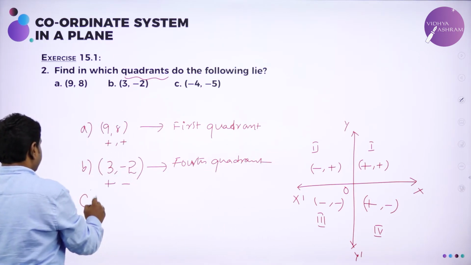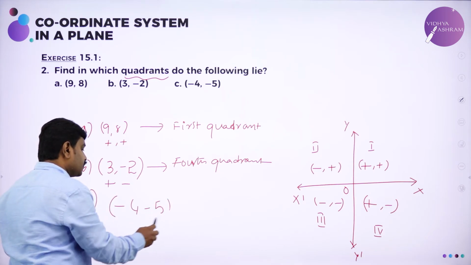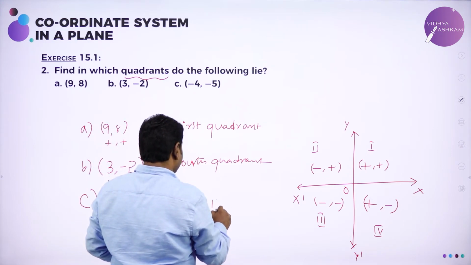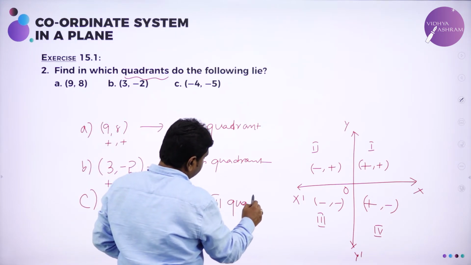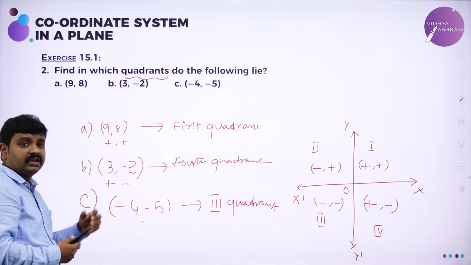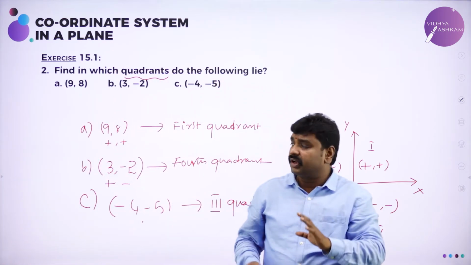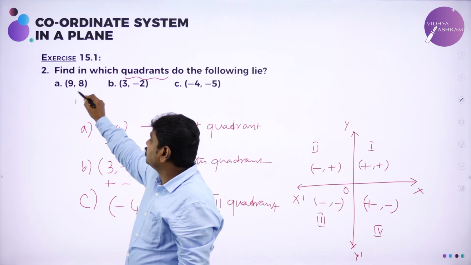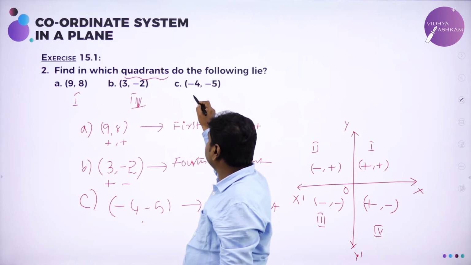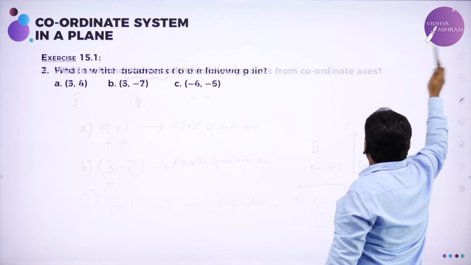Next C. (-4, -5). Both are negative. Both are negative means which quadrant? Third quadrant. It belongs to the third quadrant. Then D, they give, we decided. This is a problem from your textbook exercise 15.1, second one we have done. So directly both are positive, this is in the first quadrant. Here x positive, y negative, fourth quadrant, and this is third quadrant. That's it. Next we'll go to the next problem.